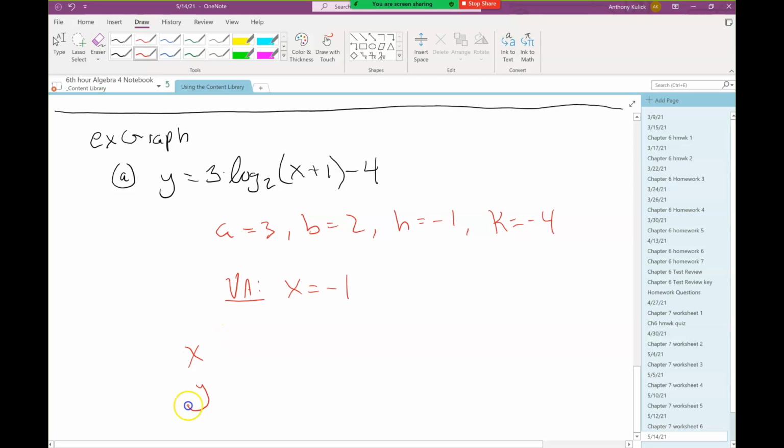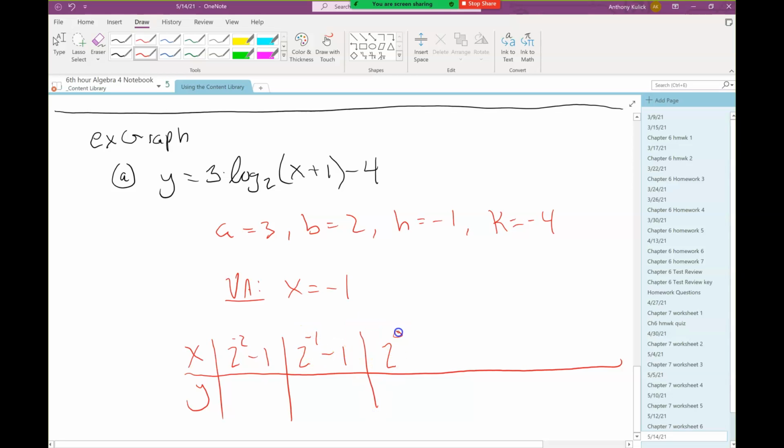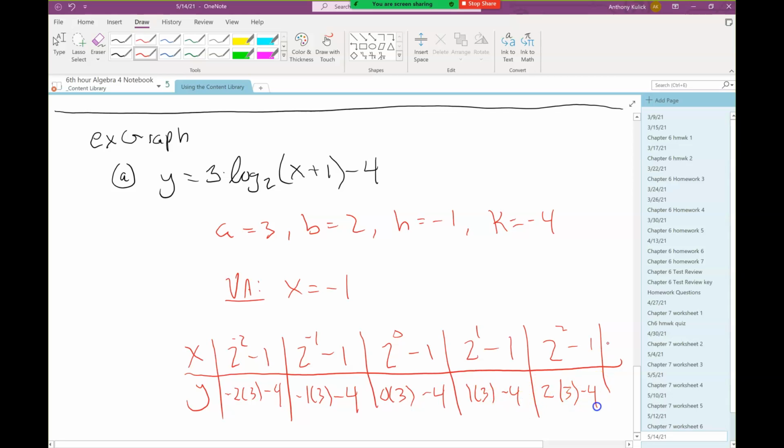And then we can make our xy table. So I'm going to have b to the negative 2 plus h. Instead of writing plus a negative, I'm just going to write it as subtraction. And then b to the negative 1 plus h, b to the 0 plus h, b to the 1st plus h, b to the 2nd plus h. And I'll have negative 2 times a plus k. Again, instead of writing plus and negative 4, I'm just going to write minus 4. And then negative 1 times a plus k, 0 times a plus k, 1 times a plus k, and 2 times a plus k.